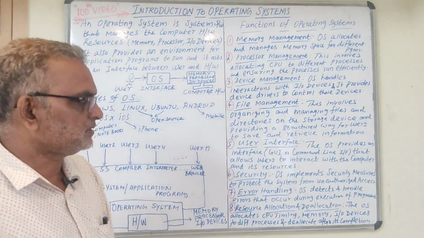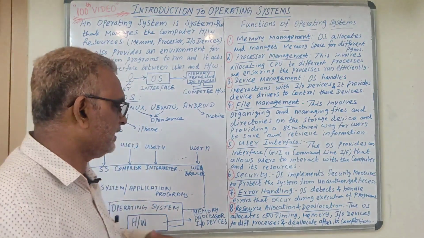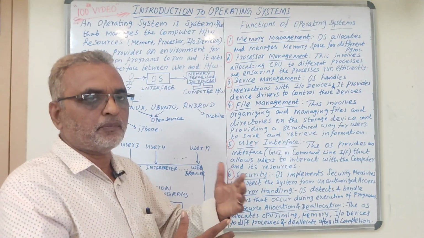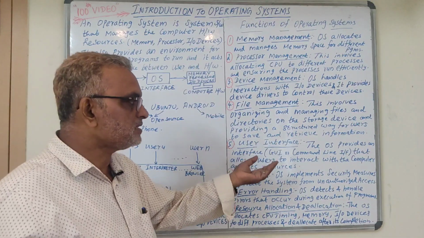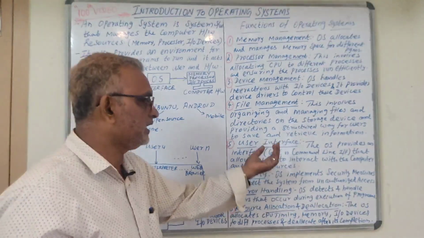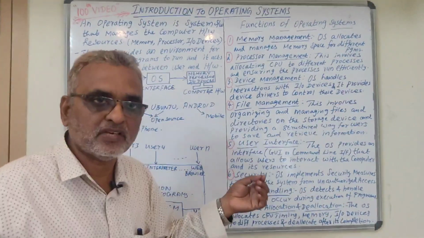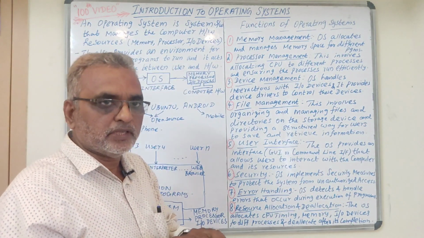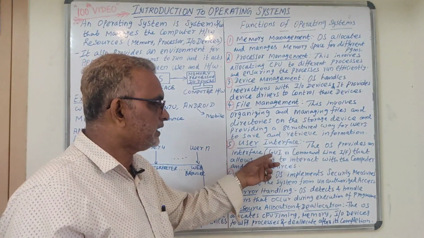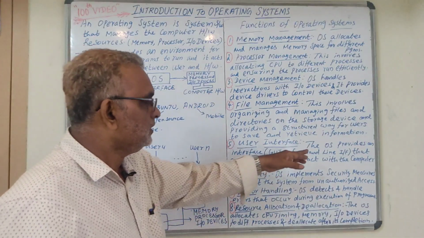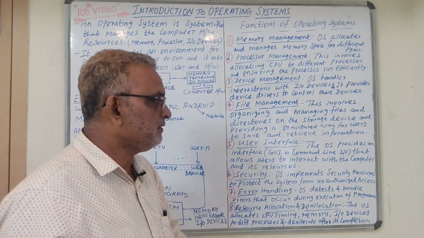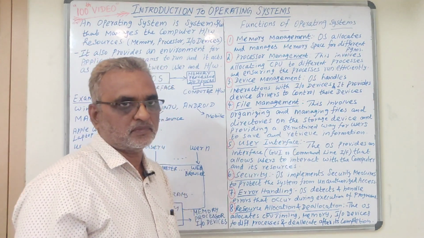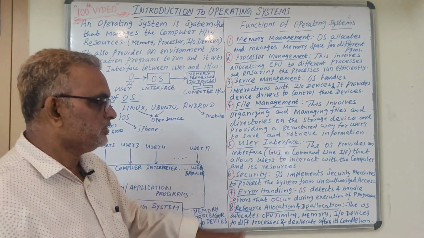The fifth is the user interface. User cannot communicate with the hardware directly, so he needs the help of the operating system. So the operating system provides an interface. It may be a graphical user interface or command line interface. He can type a command or click a particular icon that allows user to interact with the computer and its resources.